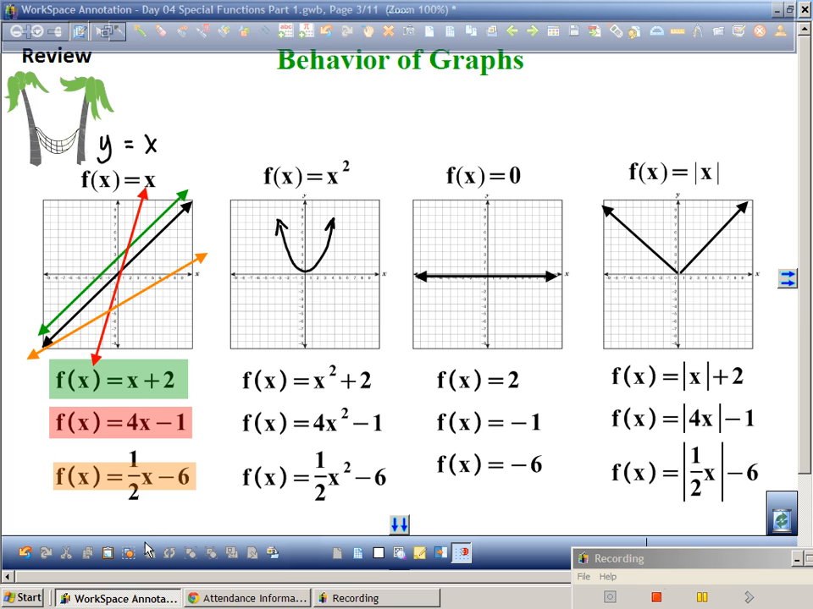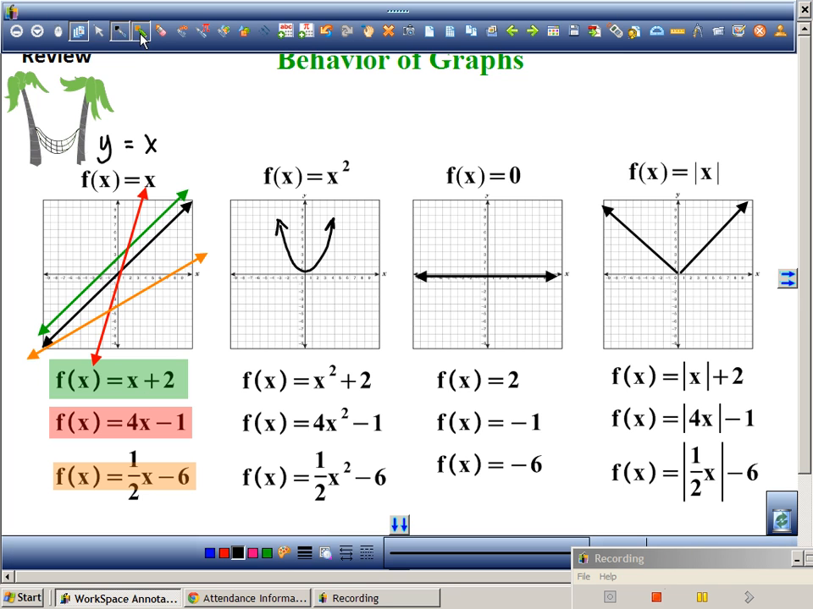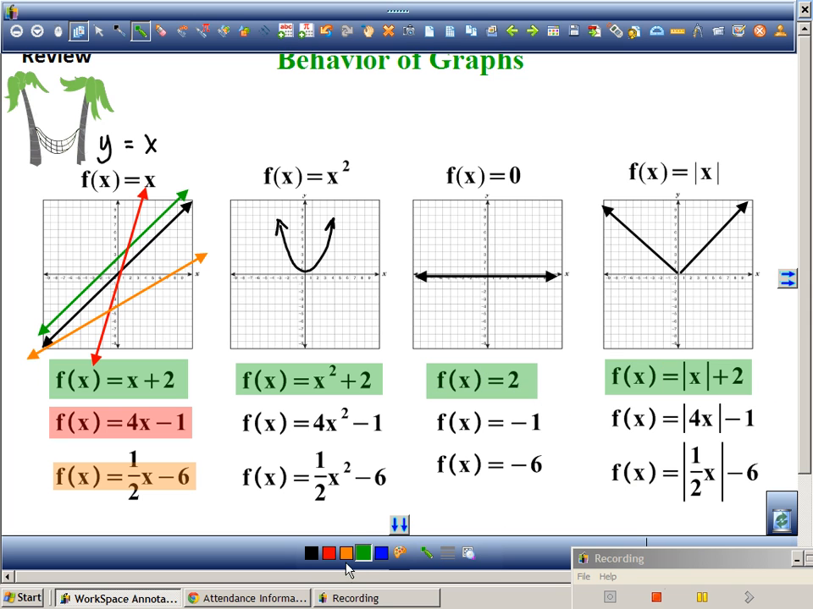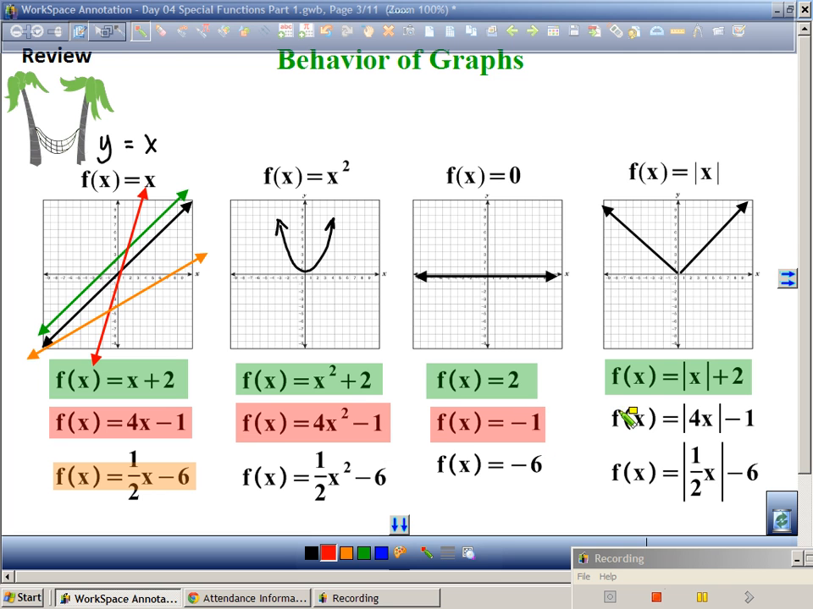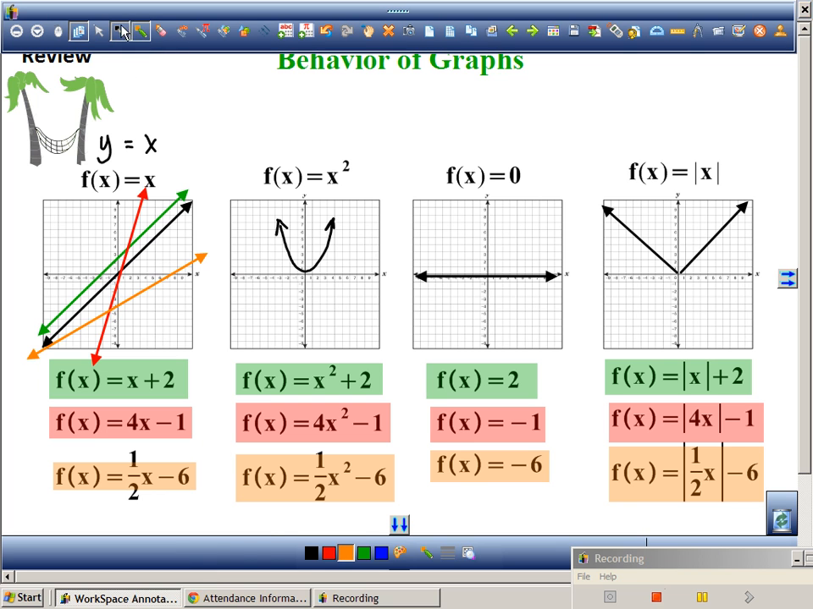All right, let's look at f of x equals x squared. What would... Let's just go ahead. I'm going to do this now. This is green, this is green, this is green. This is red, this is red, this is red. Orange, orange, orange.